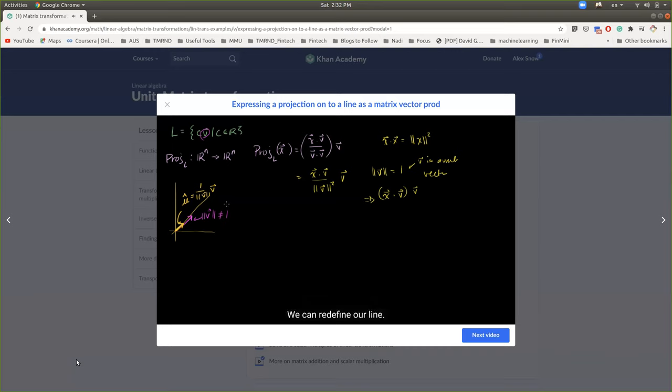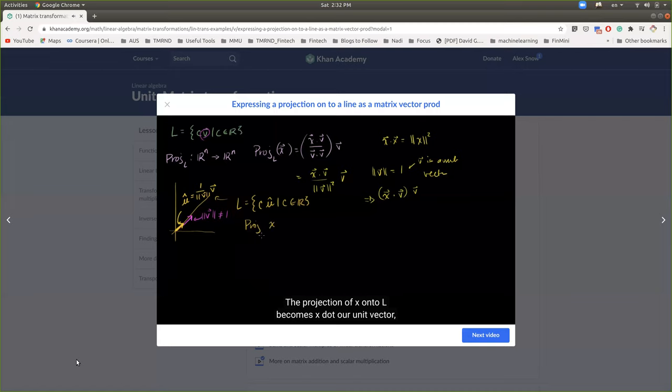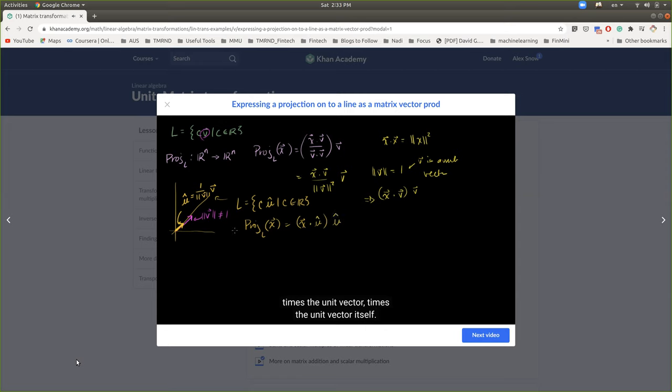So we can redefine our line. If we redefine our line L as being equal to all of the possible scalar multiples of our unit vector, where the scalars are any members of the real numbers, then our projection definition simplifies a good bit. The projection of X onto L then just becomes X dot our unit vector times the unit vector itself.